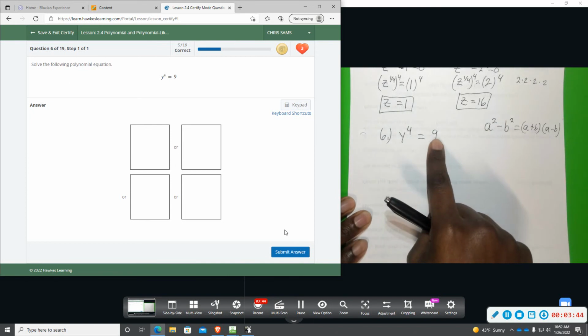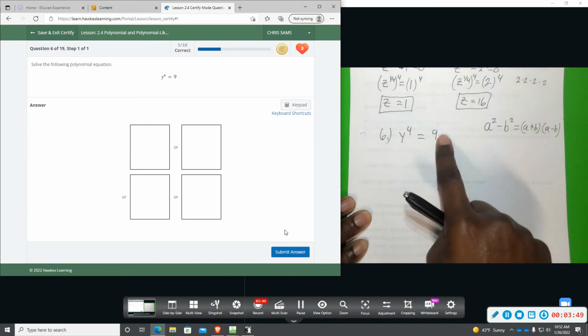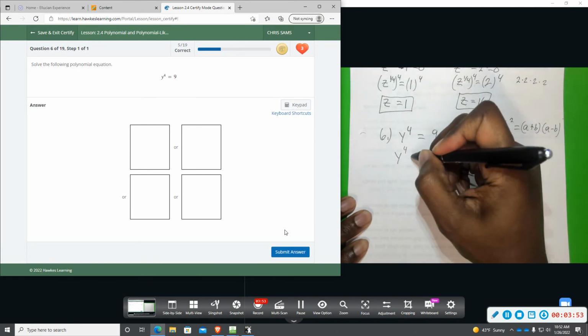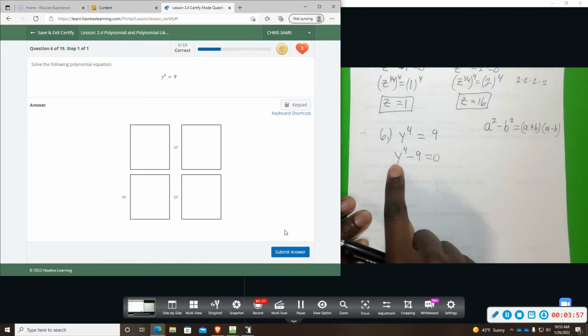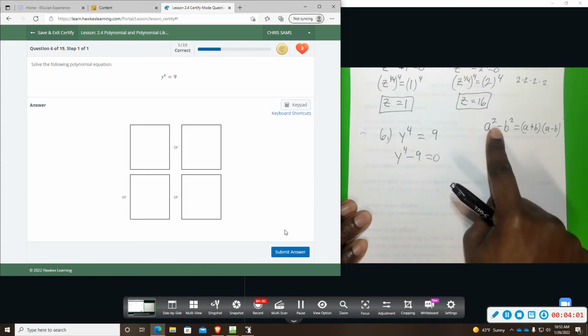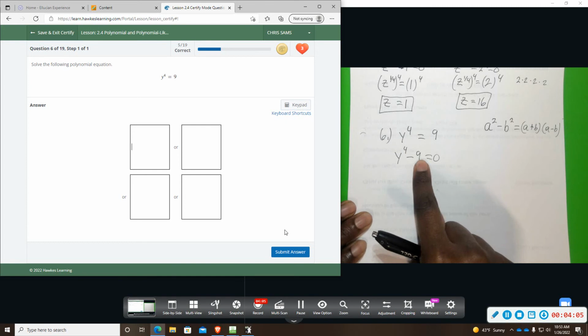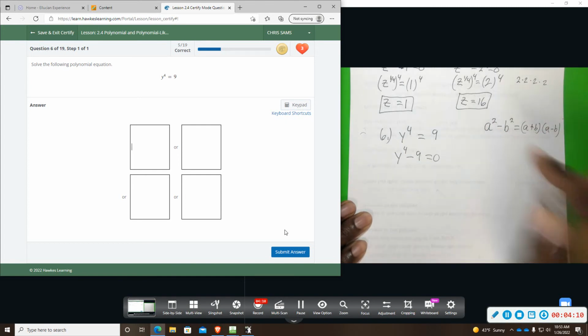Okay, so we're going to set this equal to 0 because all the quadratics have everything set equal to 0. So I'm going to move this 9 over. So I have y to the 4th power minus 9 equals 0. Now, with properties of exponents, even though that has a 4, that's a power of 2. You need to be able to see that this is squared and 9 is a perfect square. So I'm going to rewrite it so you can see it in this form. We're going to apply difference of squares and then we'll solve it.